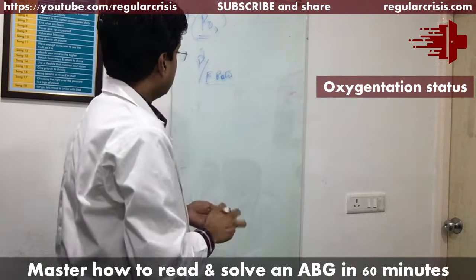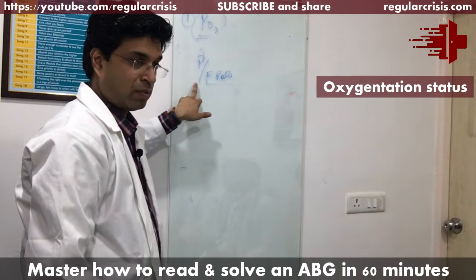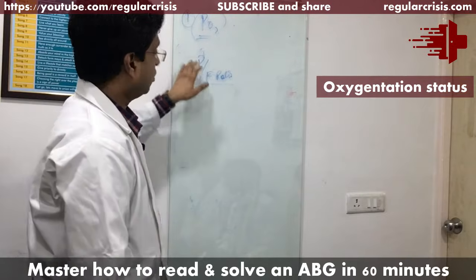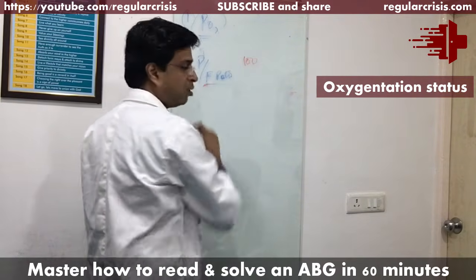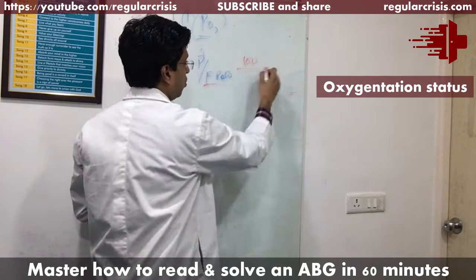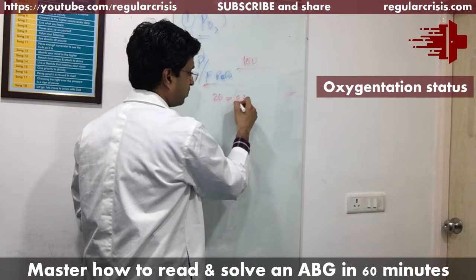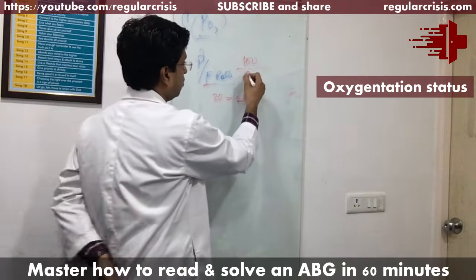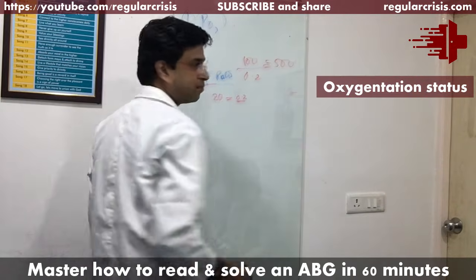PF ratio is PO2 in the ABG divided by FiO2, how much FiO2 the patient is receiving. So PO2 should be 100 for a patient who is on room air. On room air, FiO2 is 20%, so we take it as 0.2. So it will be 500.